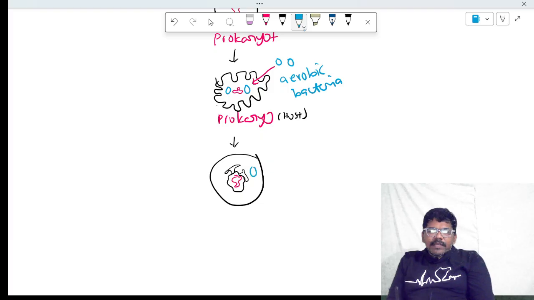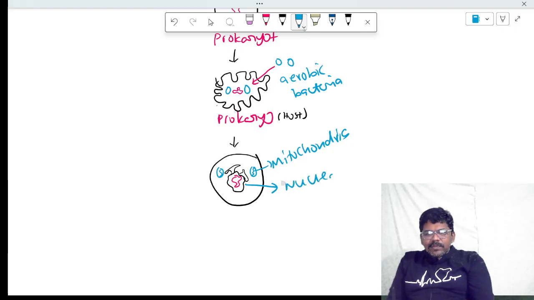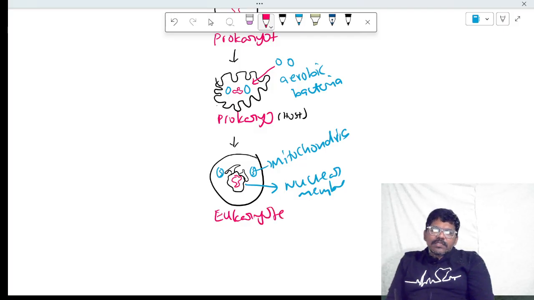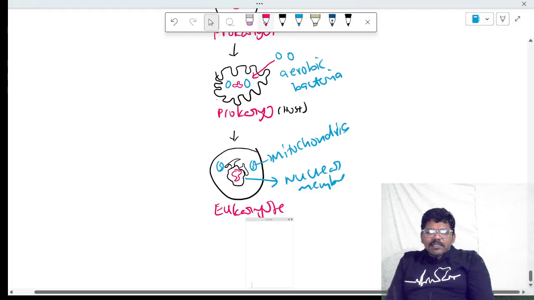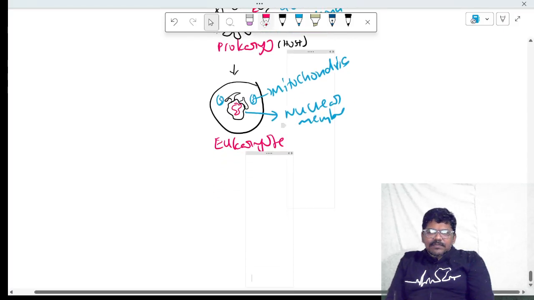These aerobic bacteria are converted into mitochondria. This is the mitochondria, formed from aerobic bacteria, and because of invagination, you can see the formation of the nuclear membrane. Hence, we can see the conversion of prokaryote into eukaryote. The main difference between prokaryote and eukaryote is that the nuclear membrane is absent in prokaryote and present in eukaryote. Apart from that, we can see the formation of some cell organelles like mitochondria by invagination.